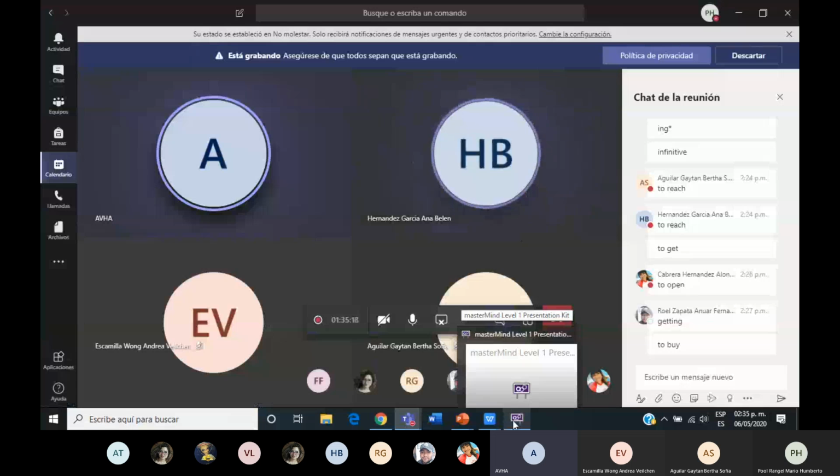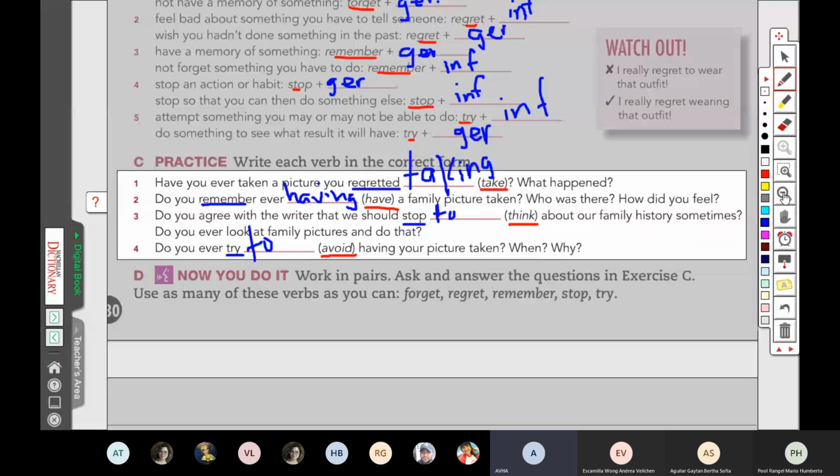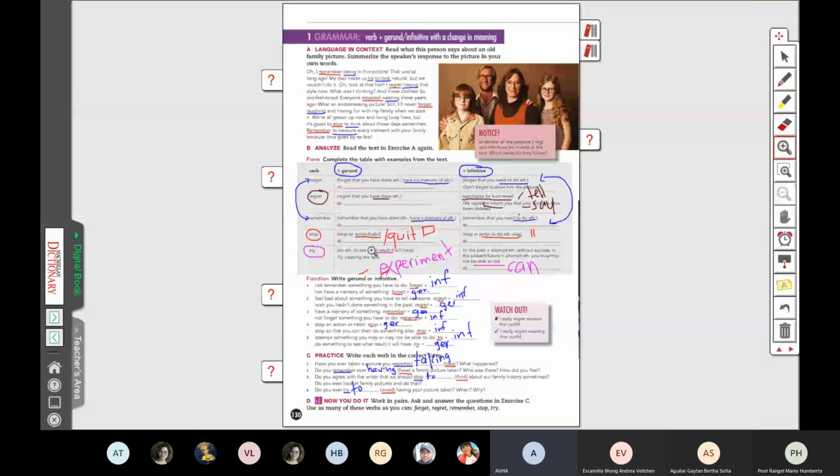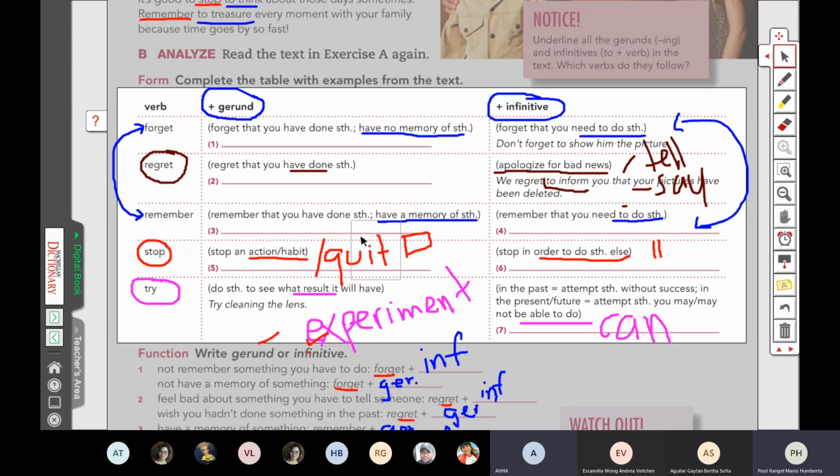Okay, to stop con ing es cuando, a ver, teacher, cuando dejamos de hacer algo. Ajá, o sea, stop con ing es porque dejamos de hacerlo, así, en seco, ya lo dejamos. Como decía Carlen, le ponemos stop al control. Tal cual. Y stop con infinitive es que le ponemos pausa. Pausamos lo que estamos haciendo para hacer otra cosa. Muy bien.